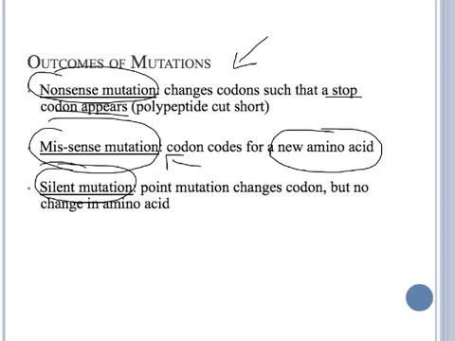And then finally, a silent mutation is a harmless mutation. It's where I'm changing one nucleotide, but I'm still coding for the same amino acid. So remember from the codon chart we looked at a few days ago, multiple codons code for the same amino acid. So sometimes you get lucky and you have a mutation, but you still code for the exact same amino acid.